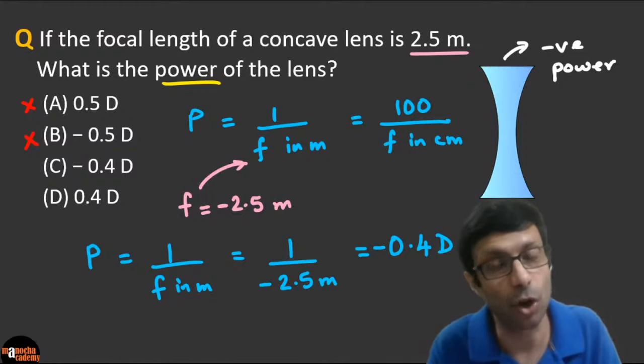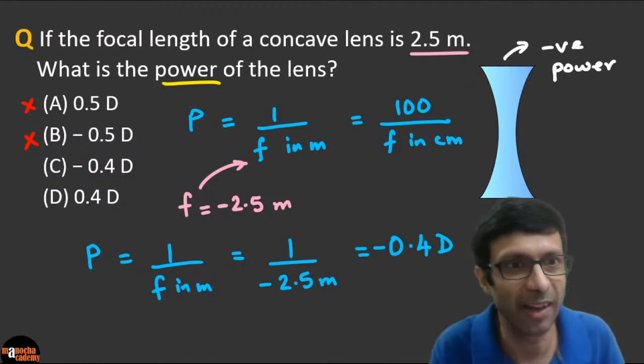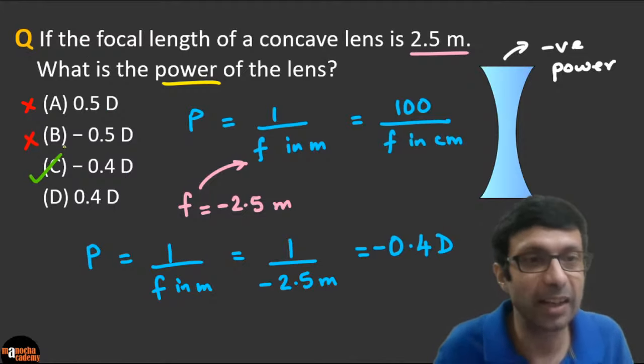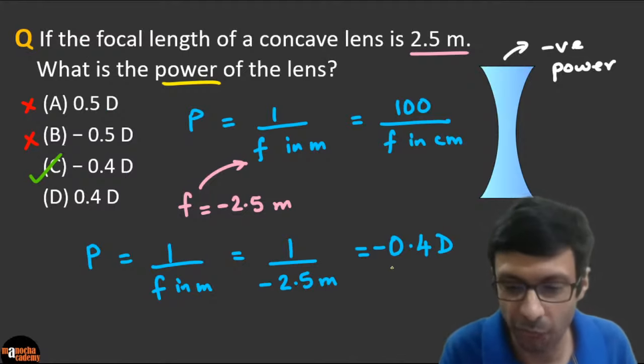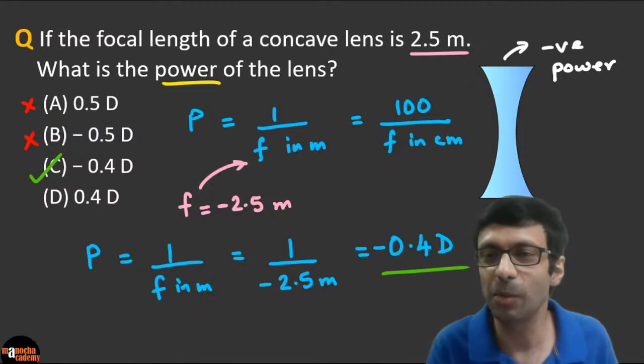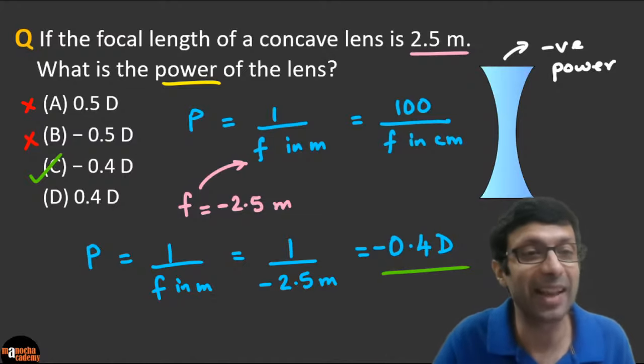A convex lens is opposite. It has positive power and positive focal length. All right, excellent. So the correct answer is -0.4 diopter. Very, very important. I want you guys to remember this in a simple way: a concave lens has negative focal length and negative power.